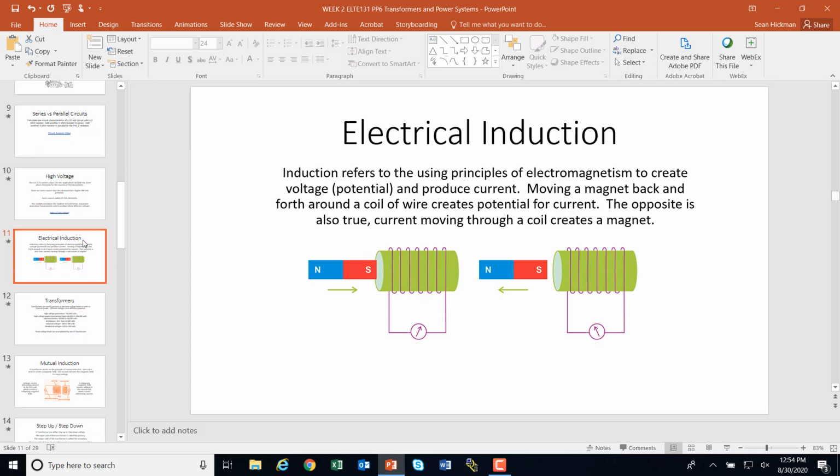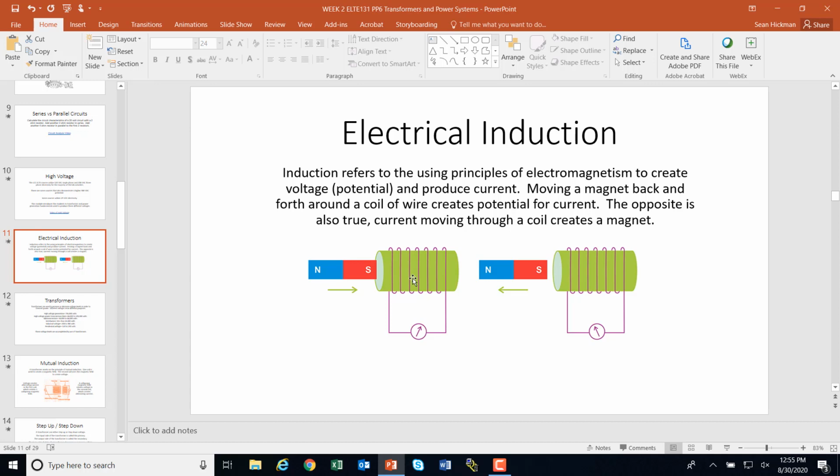So first of all, when you talk about electrical induction, induction works on the principles of electromagnetism to create voltage to produce a current. Basically, and I think you remember this from your primary school days, if you have a coil of wire and you move a magnet around that coil of wire, then you get current, or you get potential voltage that can create current. So wave a magnet around a coil and you get current.